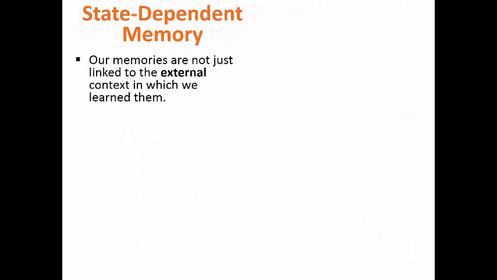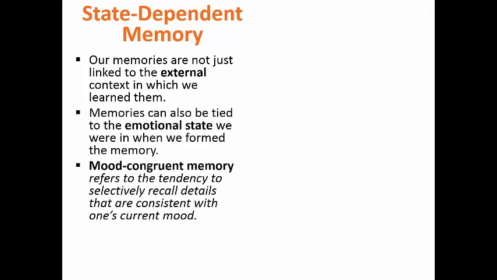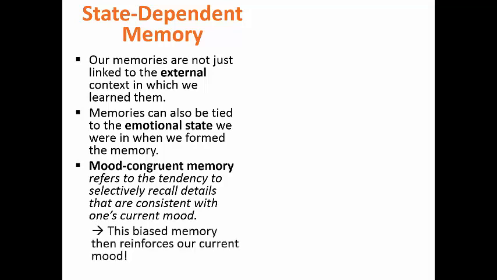So our memories are not just linked to the external context in which we learn them, but they can also be tied to the emotional state in which we form them. So we have mood congruent memories. Has it ever happened to you that you're feeling sad or down, and all of a sudden a lot of the hard times in your life come to mind? But when you're feeling excited or happy, then you think about all the good times. Mood congruent memory refers to the tendency to selectively recall details that are consistent with one's current mood. This biased memory then reinforces our current mood. So recalling happy things when you're not in a good mood might be a way to increase your positive mood.